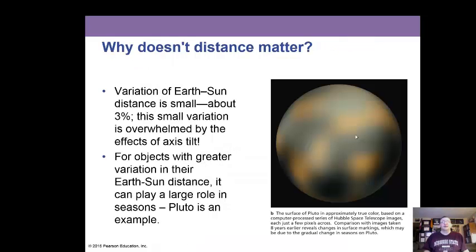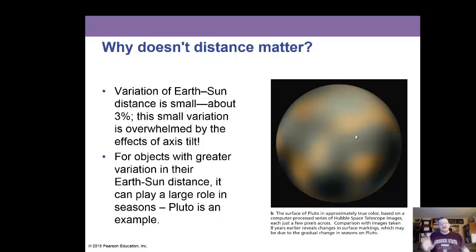Let's take a look at this real quick. Why doesn't the distance matter? The variation of the orbit of the Earth is actually quite small, 3%. We are anywhere from 91 million to 94 million miles away from the Sun during a year. We are actually closer to the Sun, 91 million miles, in winter.